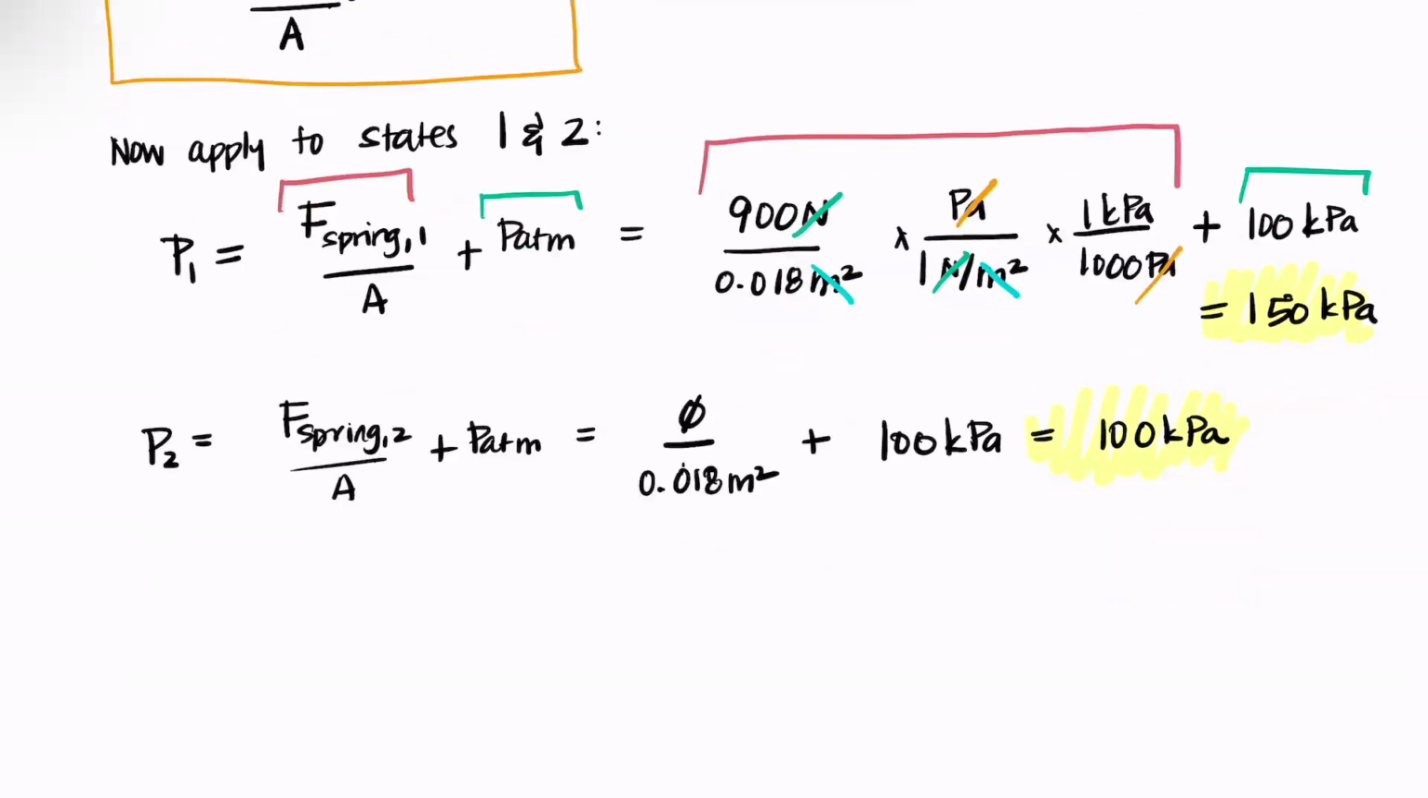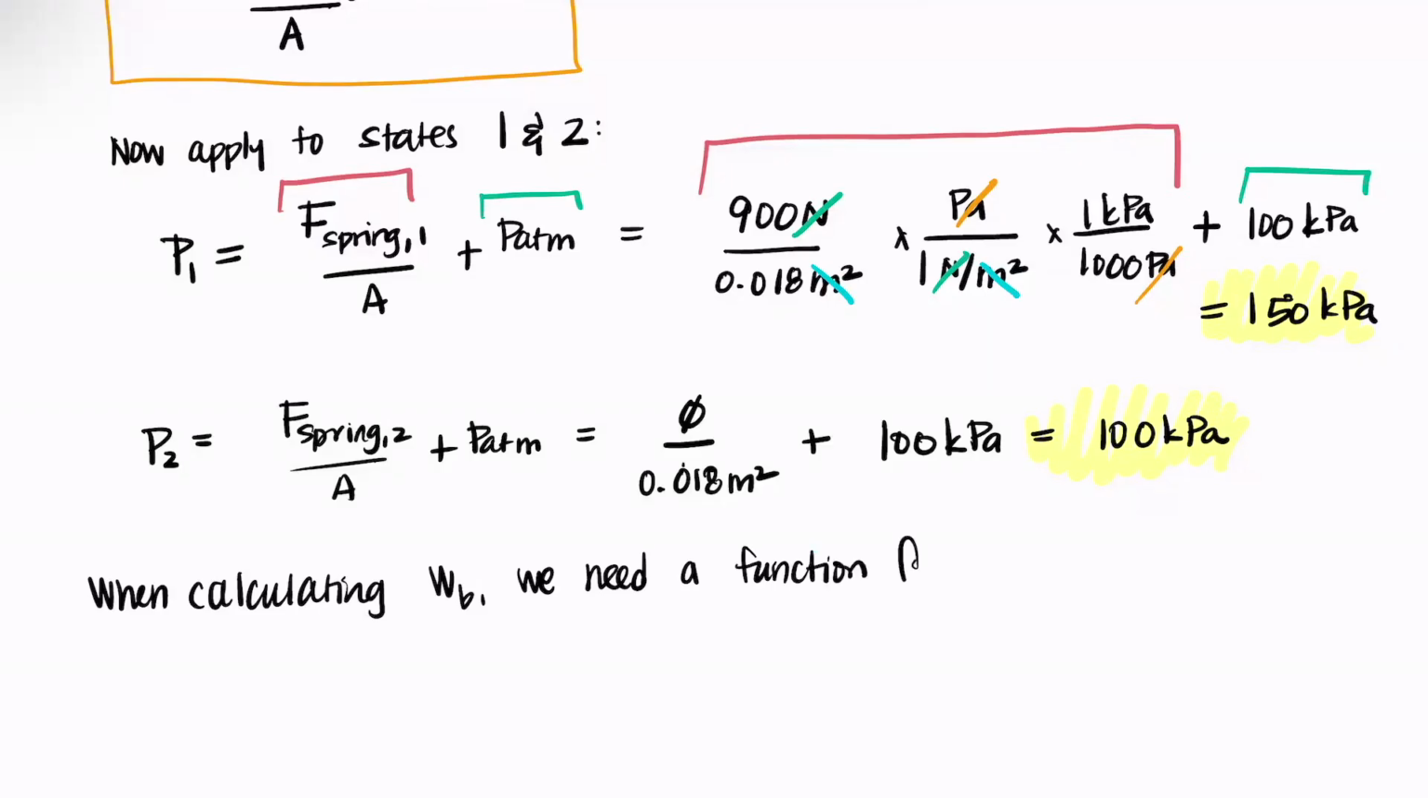When we do our work calculation, though, we would like to know an expression for the pressure, right? We need to have an equation for the pressure as it really relates to the volume. So we need to know a little bit more than just state 1 and state 2, right? So let me write that down. When calculating W_B, we need a function for P as it relates to volume.